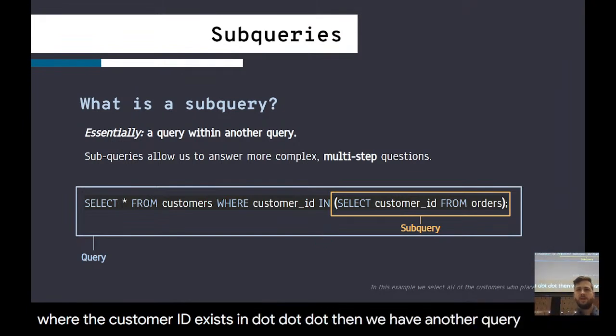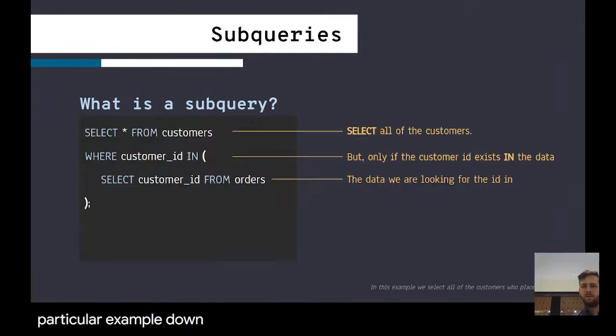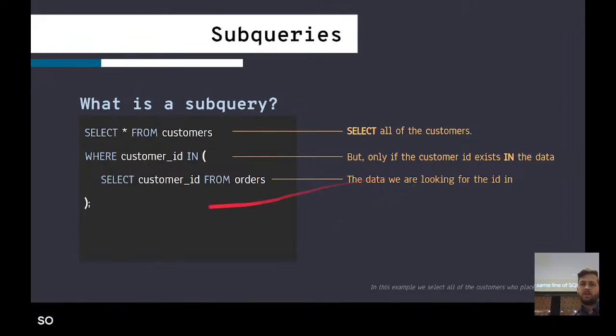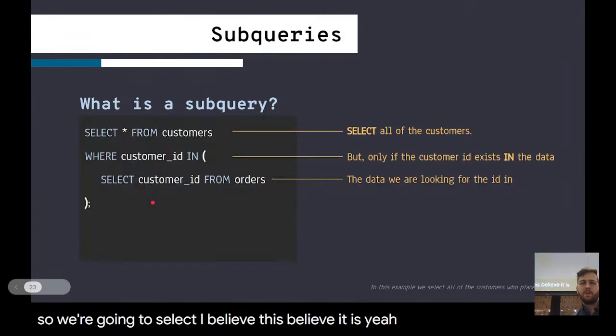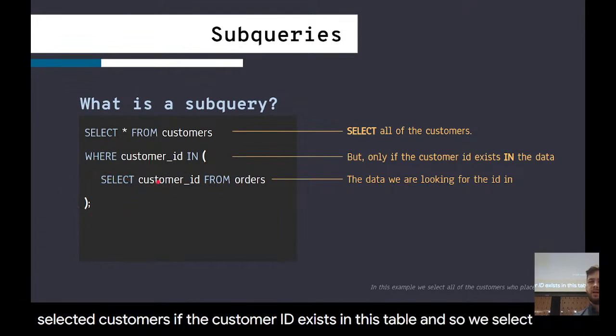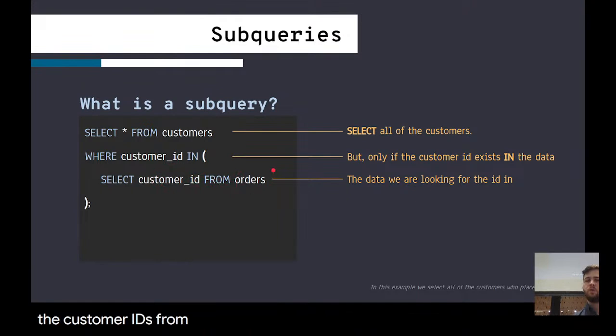So to break this particular example down, this is the same line of SQL, it's just broken down by line. So we're going to select all of the customers from the customer table where, it's like a but, only if this is true. Only select the customers if the customer ID exists in this table. And so we select all of the customer IDs from the orders table.